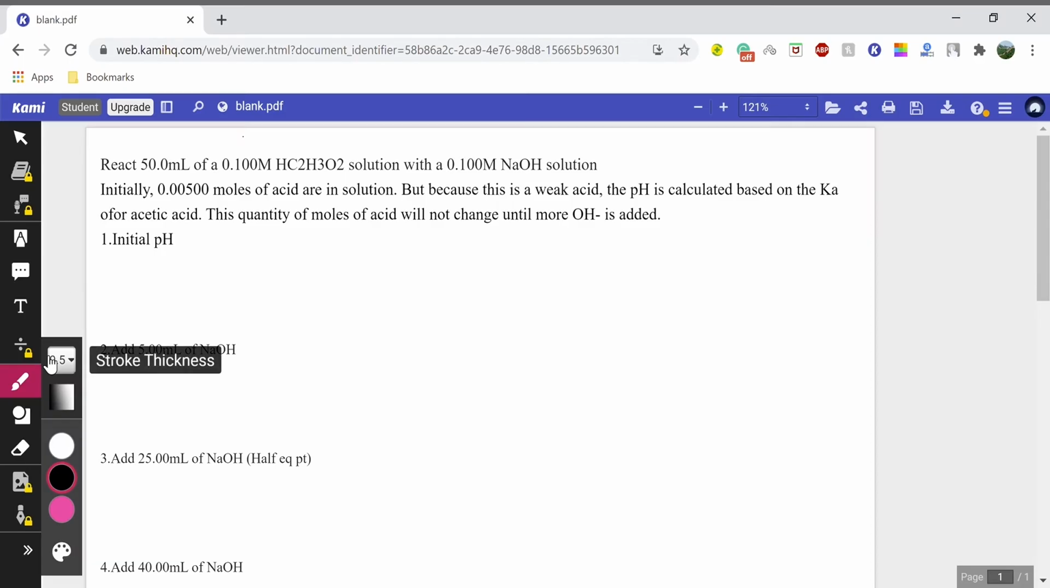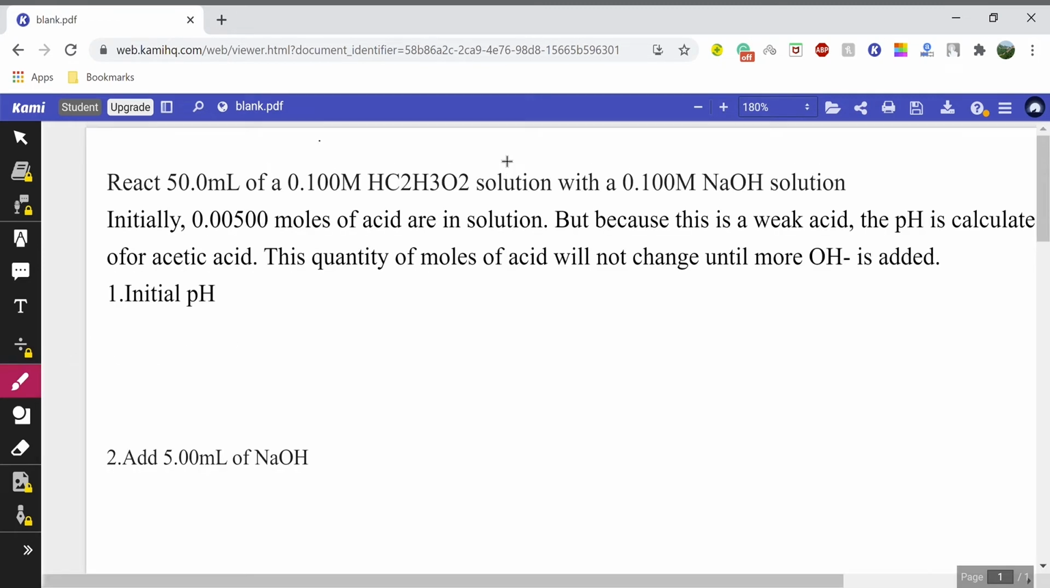Hi, in this video we're going to be doing a weak acid and strong base titration problem. First they told us that we have this much HC2H3O2 and then we're adding strong base to it. So to calculate the initial pH, which is before any NaOH is added, this will just be 50.0.